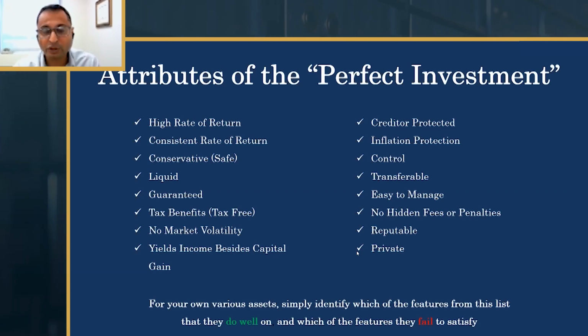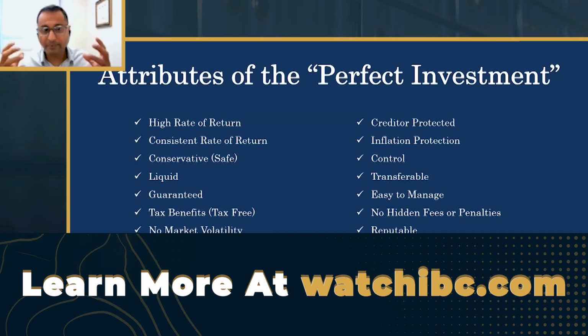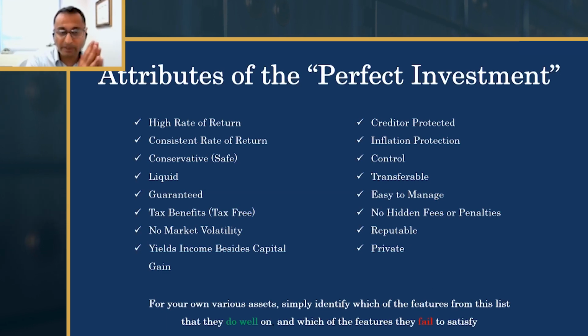So think about where you are putting your money today, and then think about your own various assets. Simply identify which of the features from the list that I described above your investments, your assets do well on, and which of the features they fail to satisfy. You know your finances better than anybody else. So think about where your money is sitting now and, based on some of the attributes that I've shared on this slide, think about where your assets do well and where your assets lack. Lacking is not a bad thing. It's just an opportunity, right?